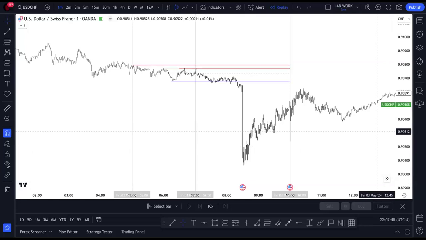1% per trade. 0.5% per trade. Keep it very minimalistic and move forward from there. Take it day by day, day by day. If you don't see a trade setup today, it's okay. It's not the end of the world.